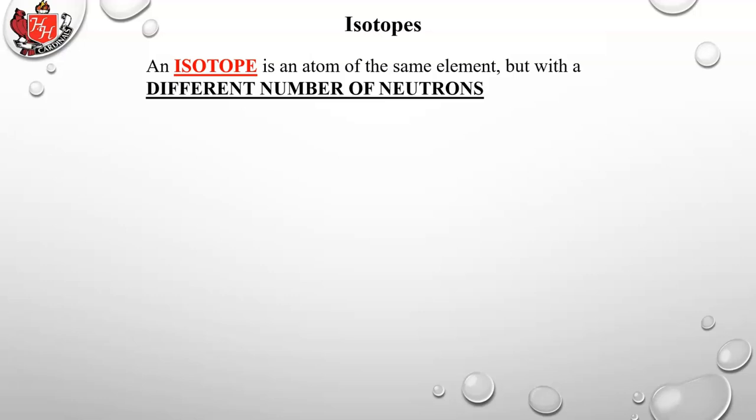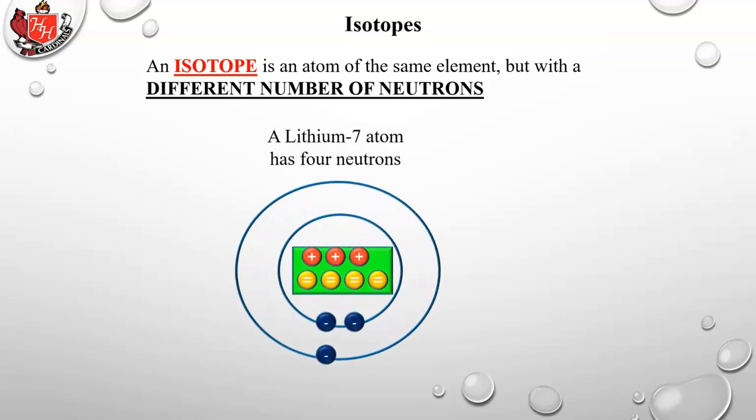An isotope is an atom of the same element but with a different number of neutrons. So here is a lithium atom, and we're going to talk about how to diagram and the structure of an atom coming up in the next lesson. And this is a lithium-7 atom. So the lithium-7 means it has 7 protons and neutrons. These are called nucleons. And so it has 7 nucleons, protons plus neutrons.